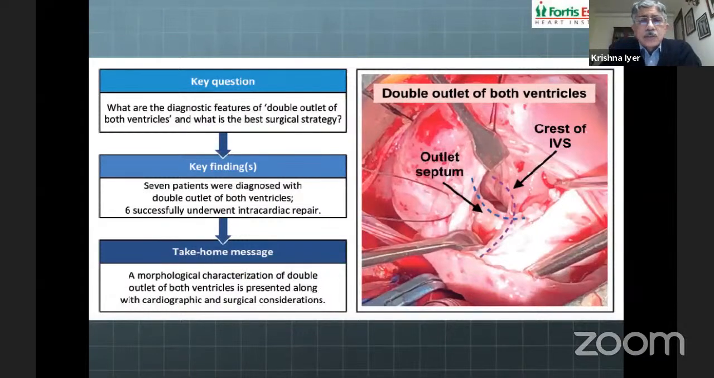So what exactly is the clinical spectrum known as double outlet both ventricles? The key question we asked ourselves was, what are the diagnostic features of double outlet of both ventricles, and what is the best surgical strategy for this? This was based on a case selection of 7 patients who we felt had characteristics that fitted this morphological entity. 6 of them had a successful intracardiac repair. 1 patient didn't undergo surgery. The take-home message was that we were describing the morphological characteristics of the condition of double outlet of both ventricles, along with the echocardiographic and surgical considerations.